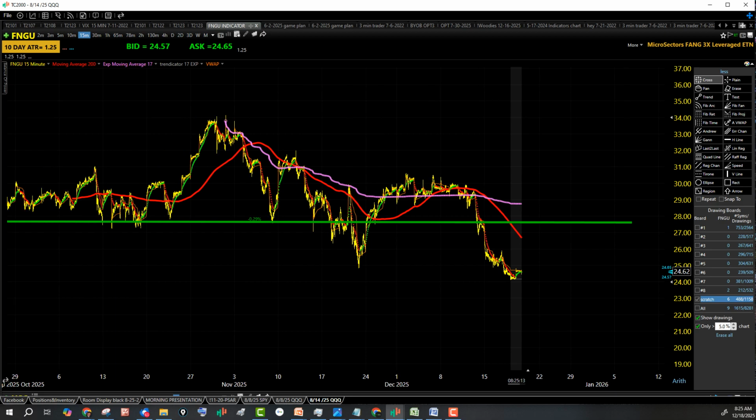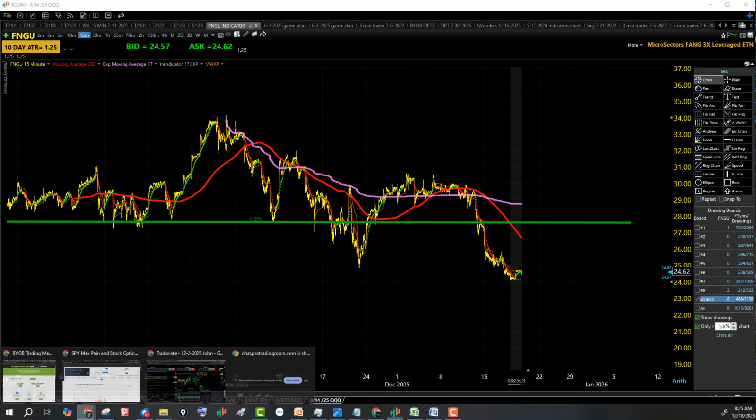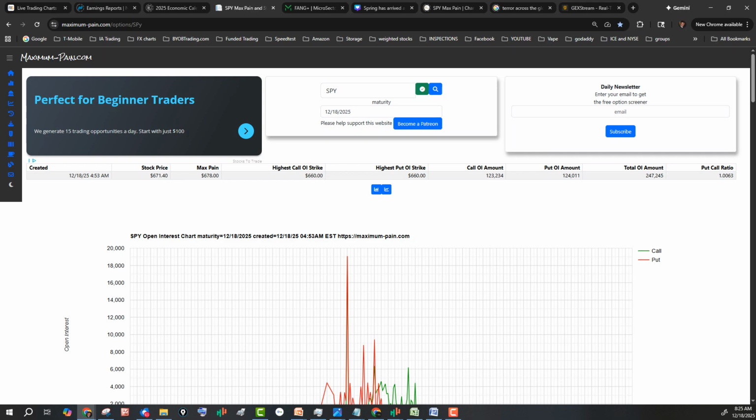And we're under the all-time high anchored VWAP, okay? Things falling apart. We got a low. We got a lower low. We're definitely in a downtrend on FNGU. All right, let's take a look at the economic calendar and dollar.